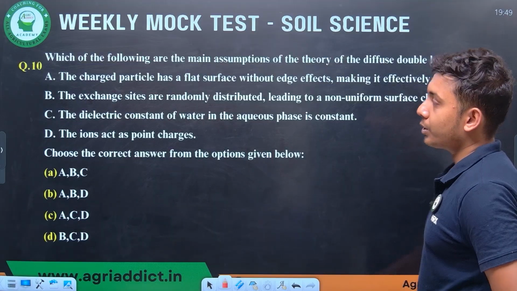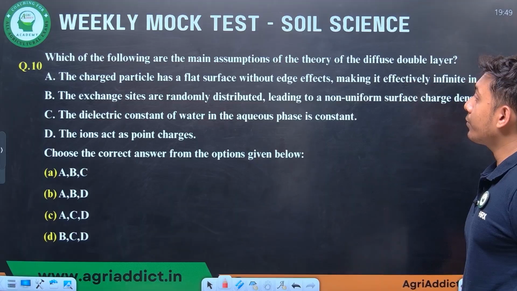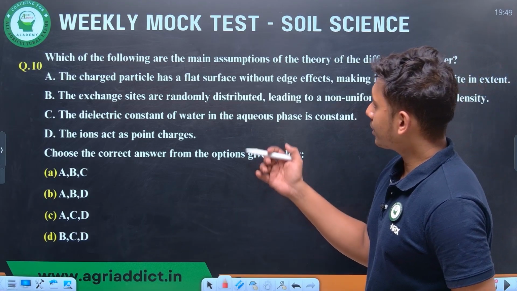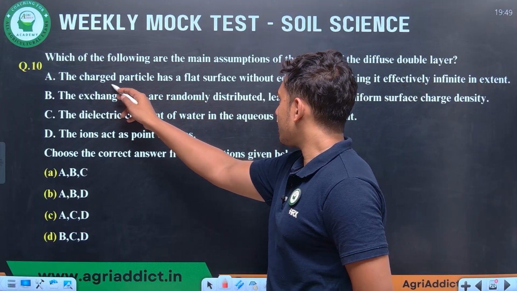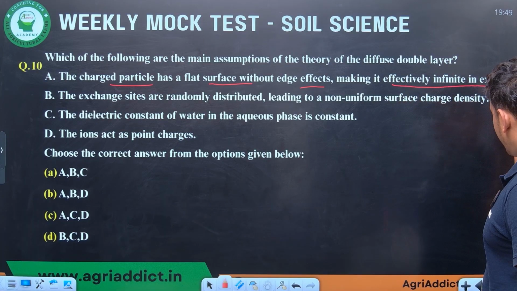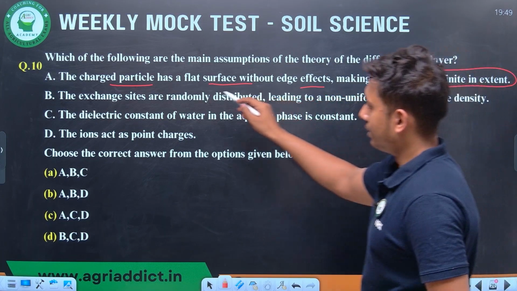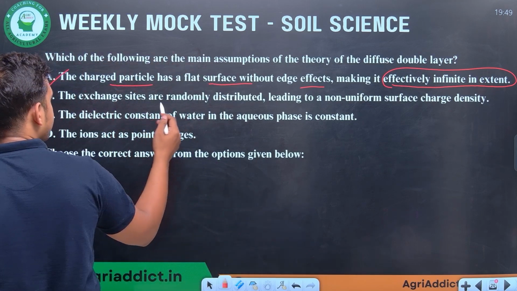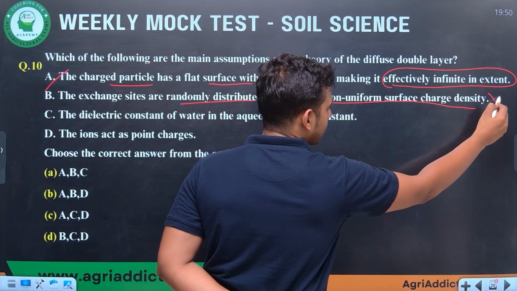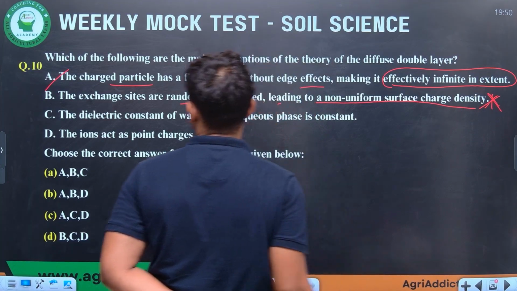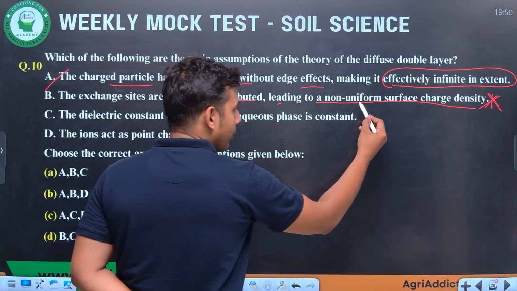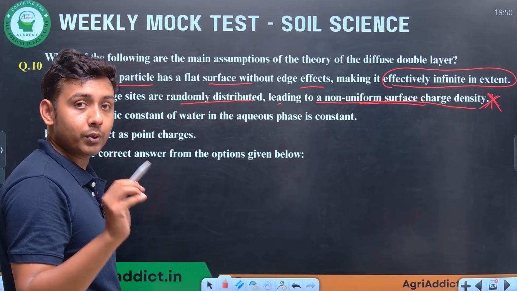Now comes the next question. Which of the following are the main assumptions of the theory of the diffuse double layer? Let's see the assumptions presented here. The charged particle has a flat surface without edge effect, making it effectively infinite in extent. This is the correct assumption. The exchange sites are randomly distributed, leading to a non-uniform surface charge density. This is wrong. Exchange sites are actually evenly distributed and give a uniform surface charge. This is the assumption of the diffuse double layer.